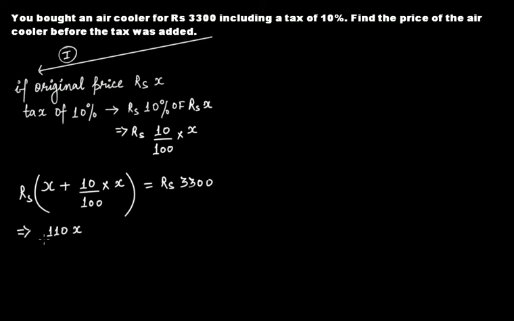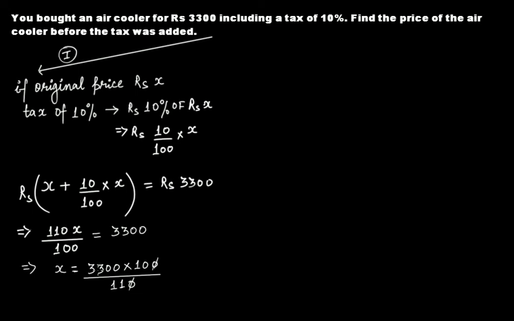110X divided by 100, and this is equal to 3,300, and if you solve it, you get X is equal to 3,300 multiplied by 100 and divided by 110, right? So this 0 gone.